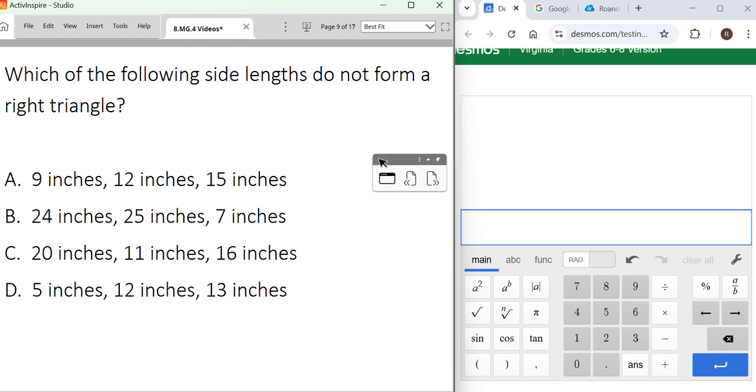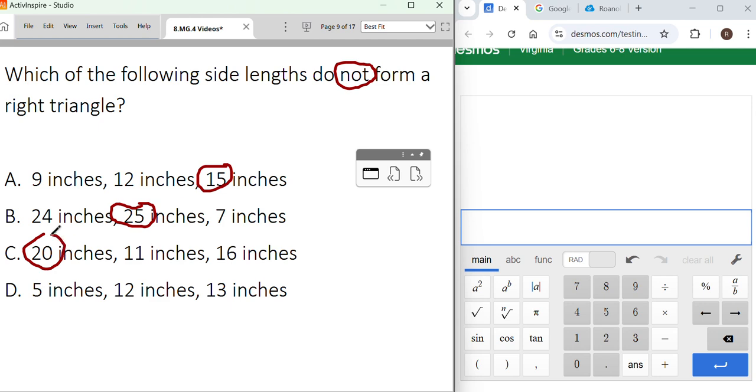This question asks, which of the following side lengths do not, be careful, do not form a right triangle? There are several ways to do it, but I think the way I would do it is I'd look at each of my choices and I'd find the longest length in each one, because it won't always be first and it won't always be last.